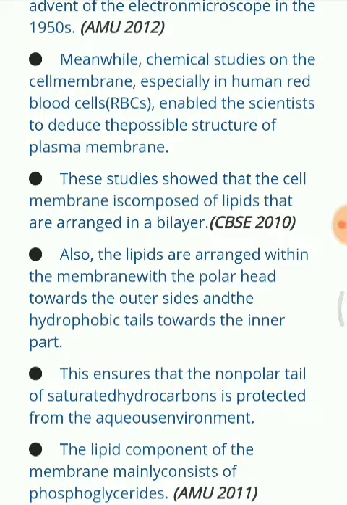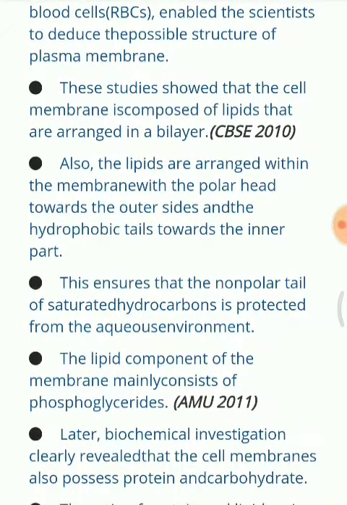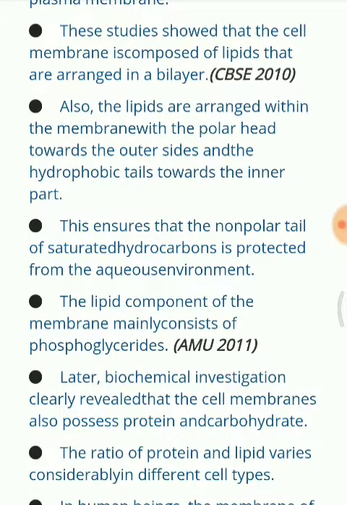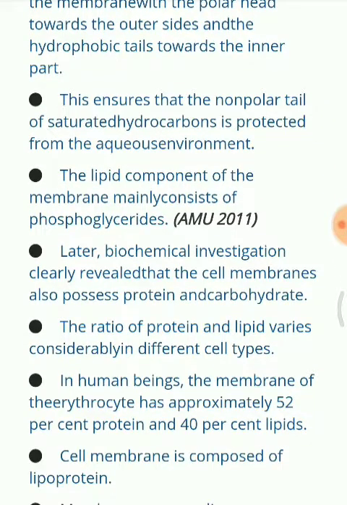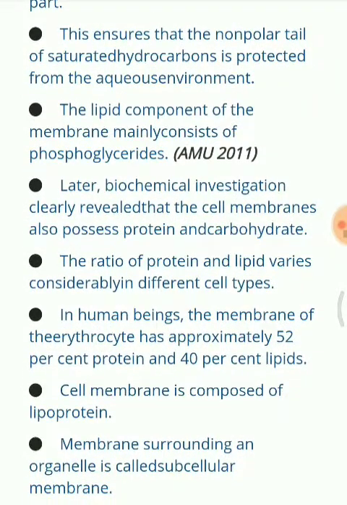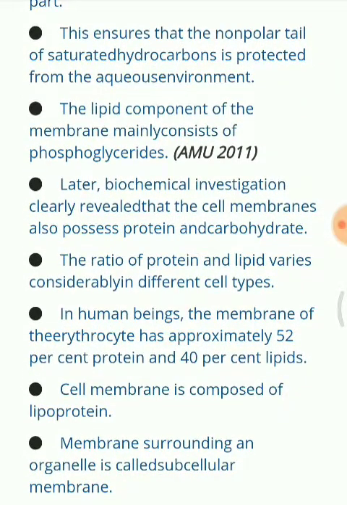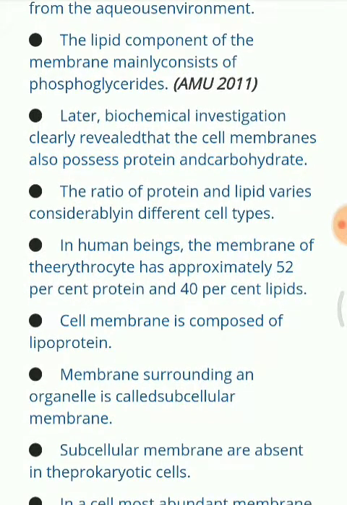Also, the lipids are arranged within the membrane with the polar head towards the outer side and the hydrophobic tails towards the inner part. This ensures that the non-polar tail of the saturated hydrocarbons is protected from the aqueous environment. The lipid component of the membrane mainly consists of phosphoglycerides. Later, biochemical investigation clearly revealed that cell membranes also possess proteins and carbohydrates. The ratio of protein and lipids varies considerably in different cell types. In human beings, the membrane of the erythrocytes has approximately 52% protein and 40% lipids.